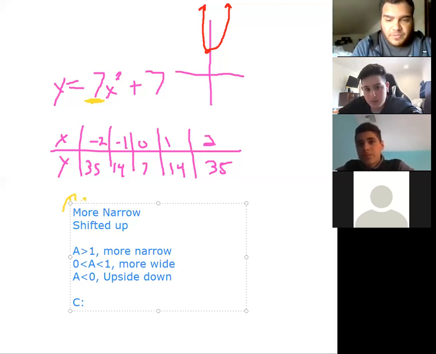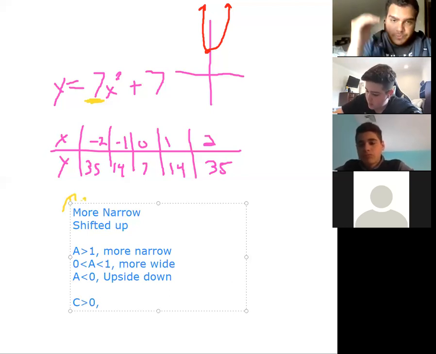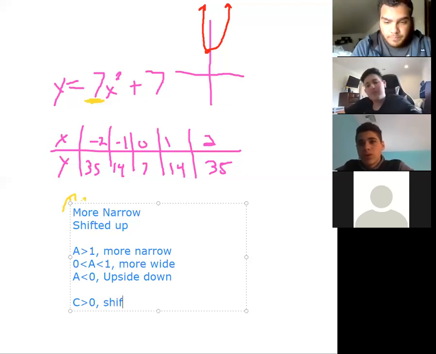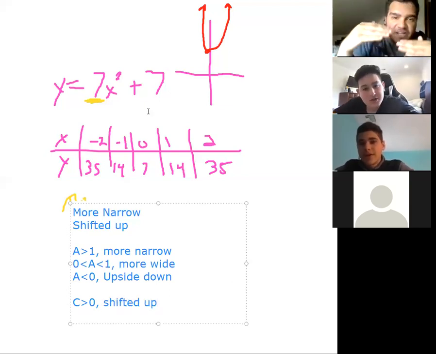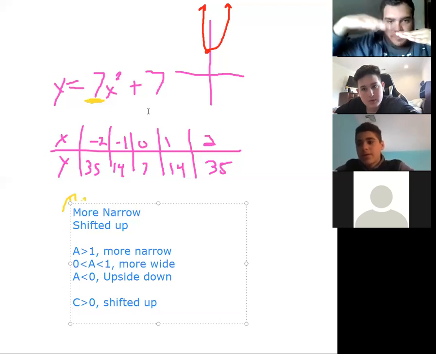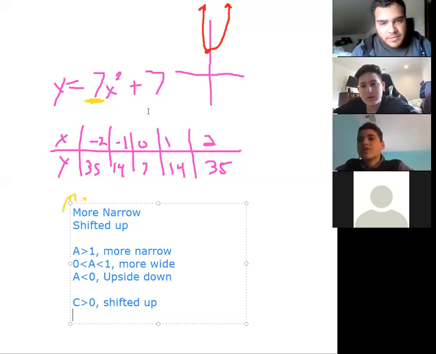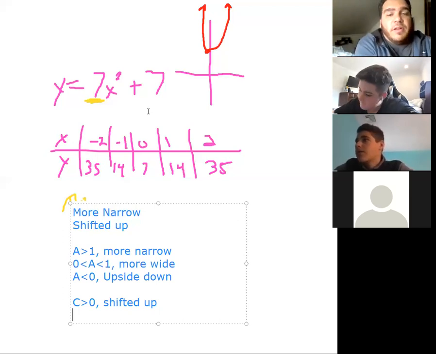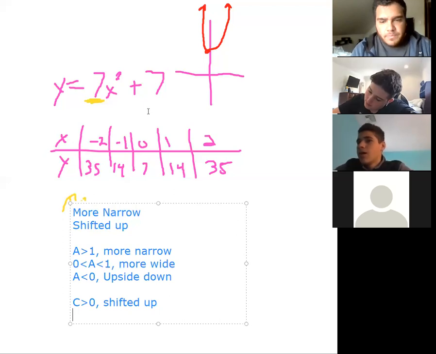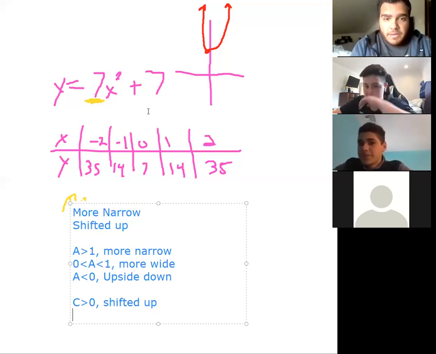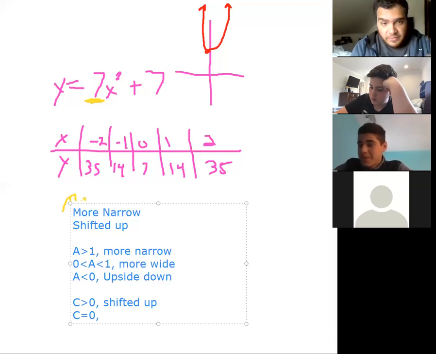When you're adding C, when C is positive, so C is greater than 0, you get shifted up. You're adding to the value, so that's why it gets shifted up. You literally add 7 to everything. Is C the 7 after the plus sign? Yes, C is always a number without a variable. What if there's no C? Then C is equal to 0. At 0, there's no shift.